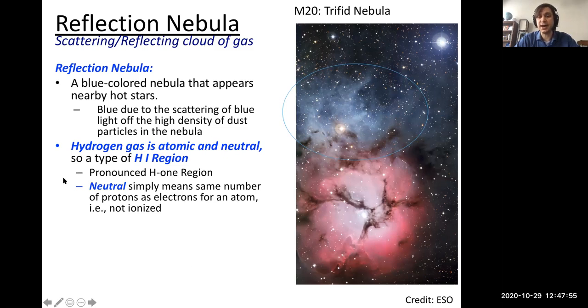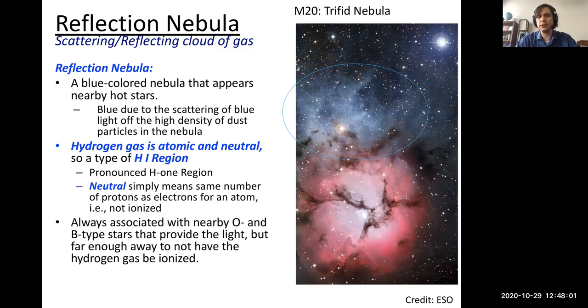The hydrogen here is not ionized. We're dealing with lower temperatures, lower than 10,000 Kelvin. And these are also always associated. You need something nearby to reflect the light. So these are also going to be associated with our emission nebulae, which have those embedded O and B type stars.